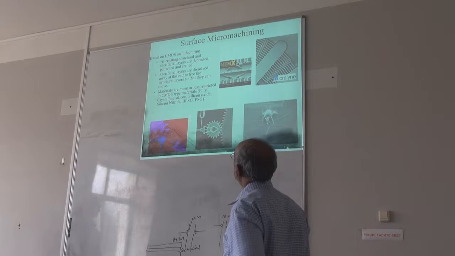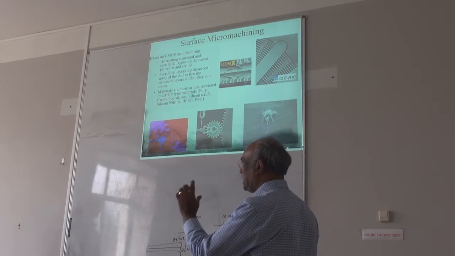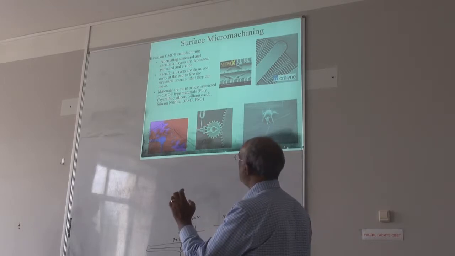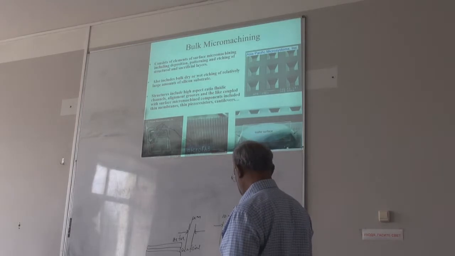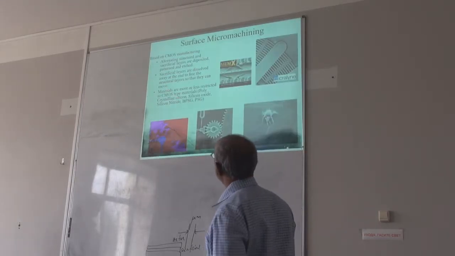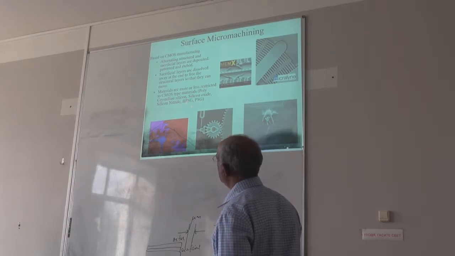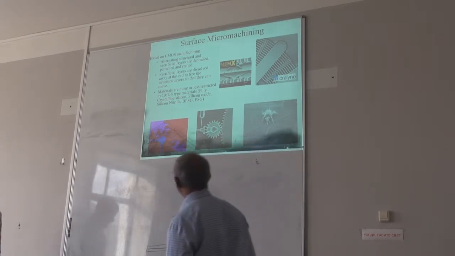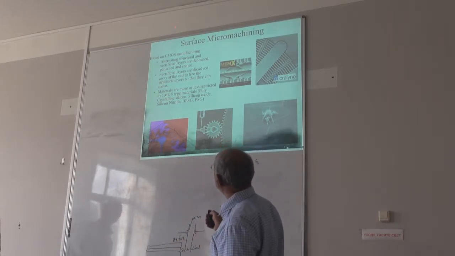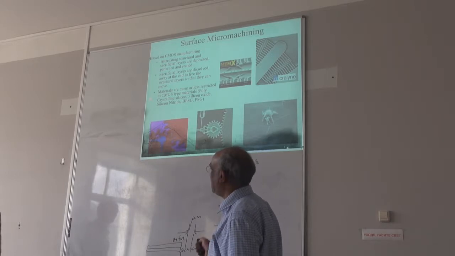But in this technique, mostly they are very limited to very special materials. Things like polysilicon, silicon oxide, silicon nitride, phosphosilicate glass, and also boron-doped phosphosilicate glass. So surface micromachining is limited to these materials.